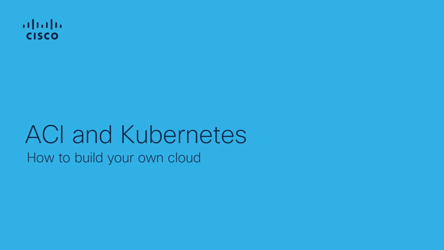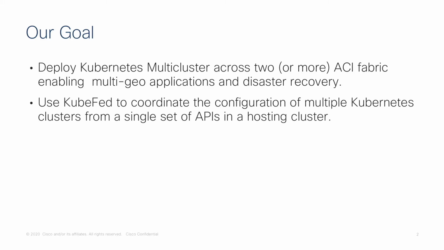Hello and welcome back. In the previous video, I showed you how to bring up a Kubernetes cluster from scratch. And I'm going to show you how we can deploy Kubernetes Multicluster across 2 or more ACI Fabric enabling multi-geo application and disaster recovery. As a quick reminder, in order to do this, we're going to use KubeFedV2 to coordinate the configuration of multiple Kubernetes cluster from a single set of API in a, let's call it, controller cluster.